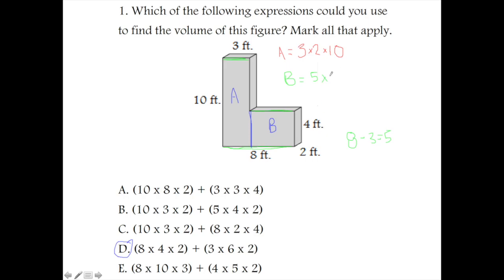All right, now my width never changed, still 2. And my height, I can see it there, is 4. So again, I'm going to go to my answer choices and see if there are any that match my expressions. 10 times 8 times 2, no, 10 times 3 times 2. Oh, got one. These expressions match. I'm going to keep checking and make sure that no others match the expressions I have. And no, they don't. So my two answers are B and D, because they match the expressions needed to find the volume.